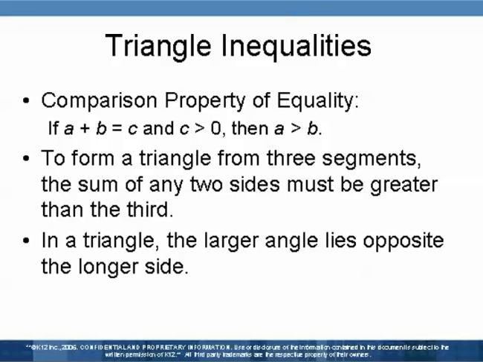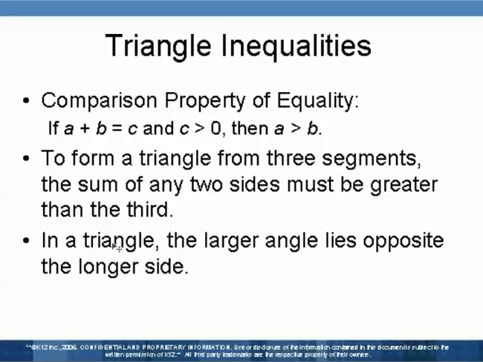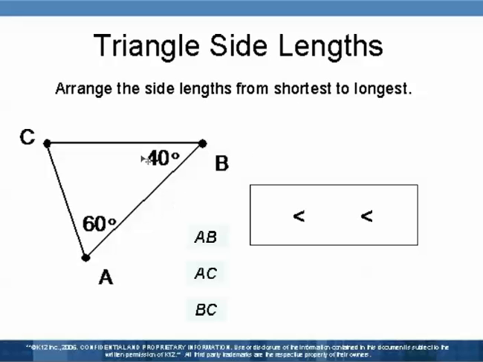So let's look at some examples of this. Oops, I missed the other part of this. In that same triangle, the larger angle lies opposite the longer side. So if we're looking at this right here, well, I know that 60 plus 40 is 100, and that means I can figure out angle C over here is 80 degrees.